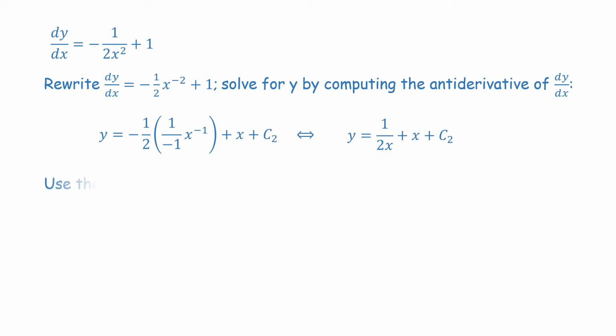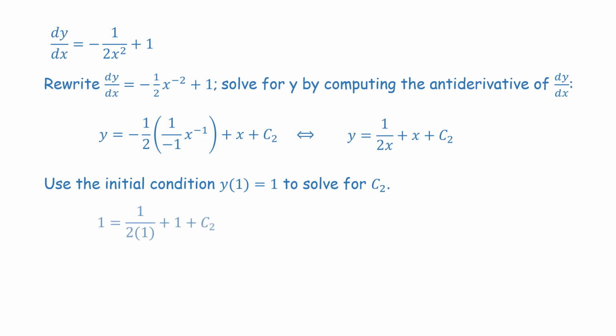Now, we'll use the initial condition y of 1 equals 1 to solve for the constant c sub 2. Where y was, we replace it with 1, and every place there's an x, we replace that with 1 as well. So you get 1 equals 1 divided by 2 times 1, plus 1, plus c sub 2, and solve for c sub 2, which will give you negative 1/2.